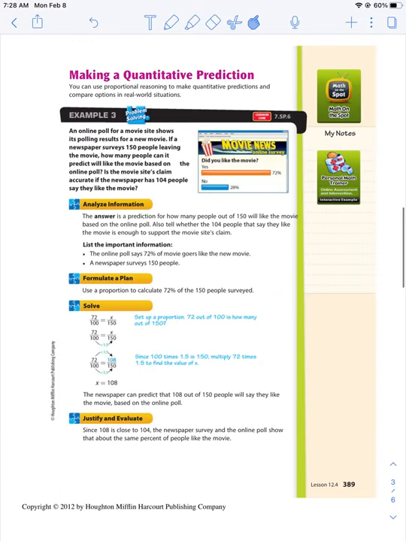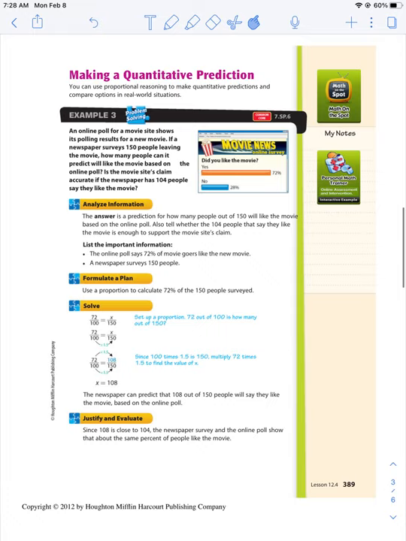All right, in our last example, we're going to look at using experimental probability to make a quantitative prediction. We've actually already been doing this in our other examples, so let's just do another example. Example 3, an online poll for a movie site shows its polling results for a new movie. If a newspaper surveys 150 people leaving the movie, how many people can it predict will like the movie based on online poll? Is the movie site's claim accurate if the newspaper has 104 people say they like the movie?